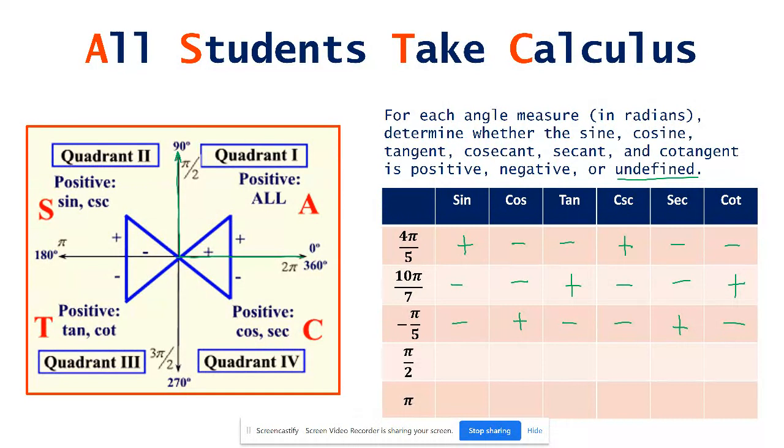And if you think about that point, because remember, your sine and your cosine are based off the coordinates, where the angle hits the unit circle. And if you're up here, you're going to be at the point 0, 1.